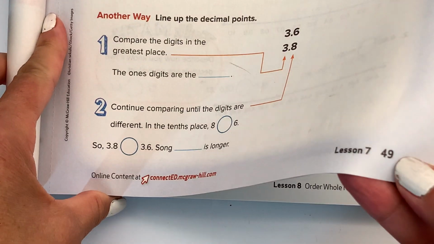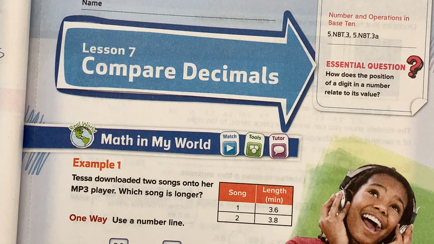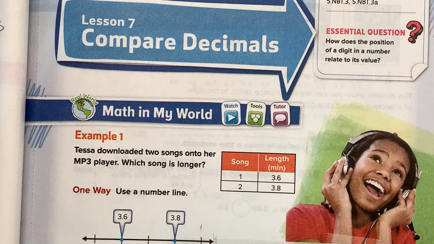We are on Chapter 1, Lesson 7, page 49. This lesson is called Comparing Decimals. You've learned a few strategies on how to compare numbers. Shading, and this one is going to be where you use number lines. All right, let's begin.